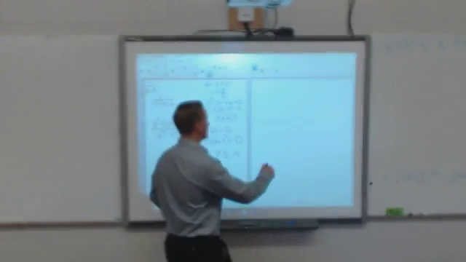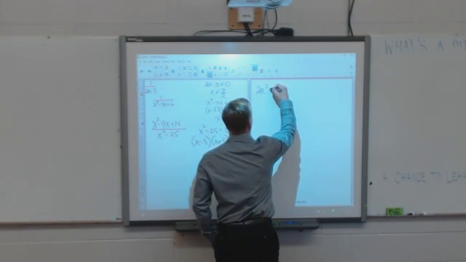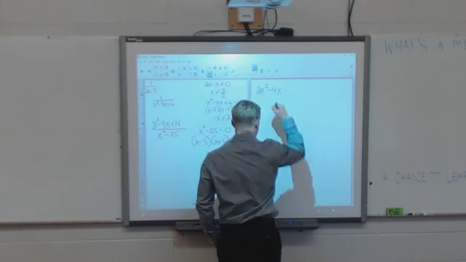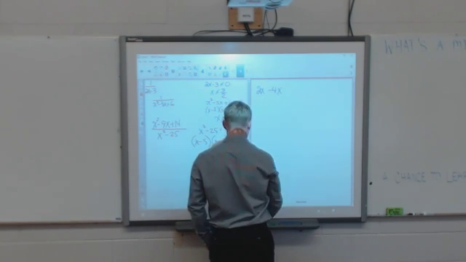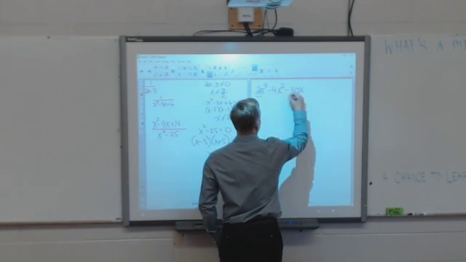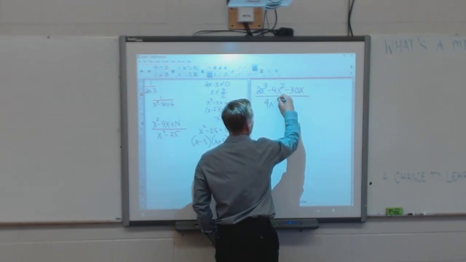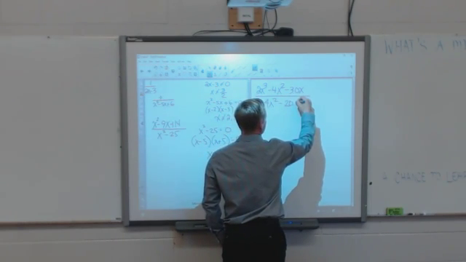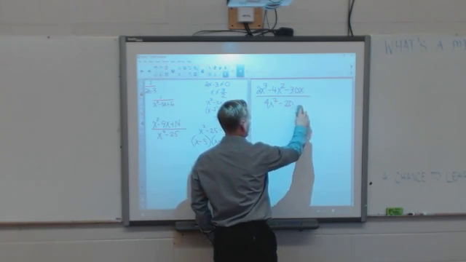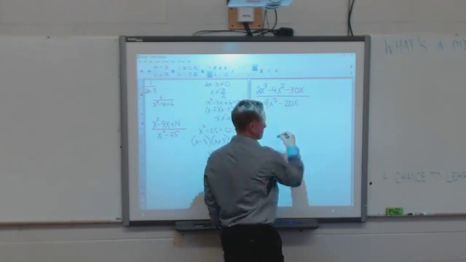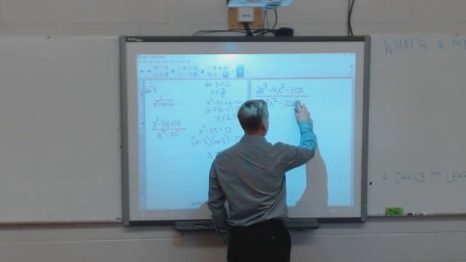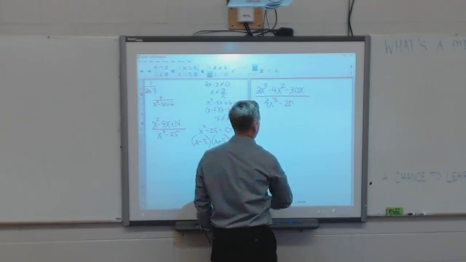2x squared minus 4x minus 30x. Is it 4x squared? It's 2x cubed. 2x cubed minus 4x squared minus 30x, over 4x squared minus 20x. Is it 20x? Mine doesn't have it. It's on the backside of 2c. On the backside it has an x, that's why.